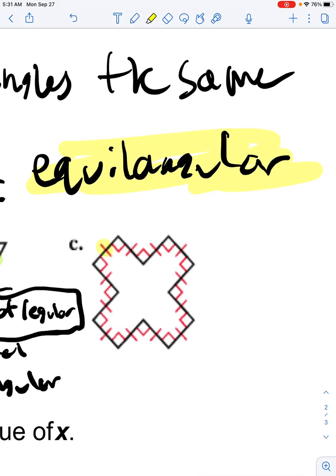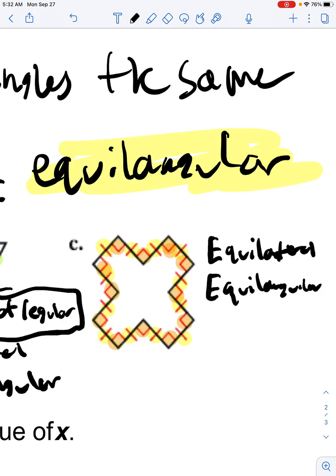And again, if I look at this one, I'm not going to go through and highlight everything, but you can see, yup, I actually have all the sides the same, and I actually have all 90-degree angles. Therefore, equilateral and equiangular. Yup. Which makes it regular.